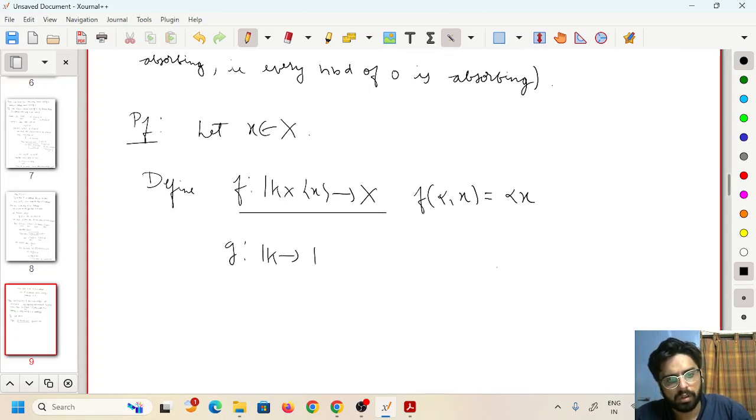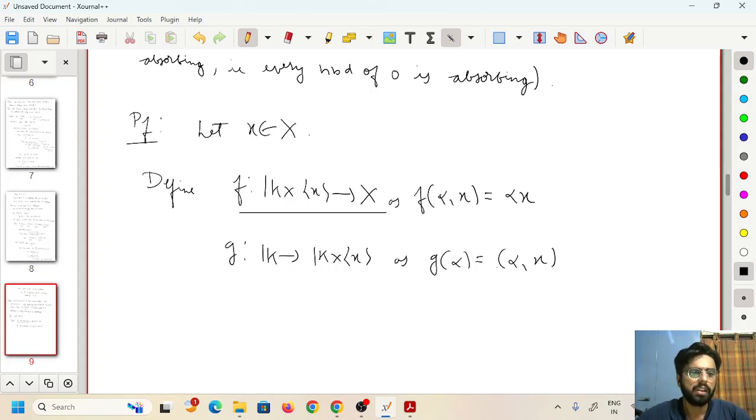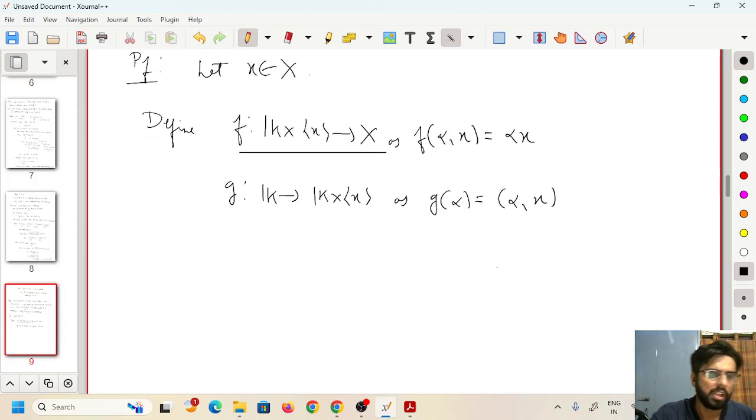And you define g from K to K cross singleton x as g of alpha equal to alpha comma x, right? Clearly g is continuous because the first coordinate map is just the identity map, alpha going to alpha, and the second coordinate map is alpha going to x. It's a constant map. So clearly the coordinate maps are continuous, hence the full map g is continuous. So f and g are continuous functions.